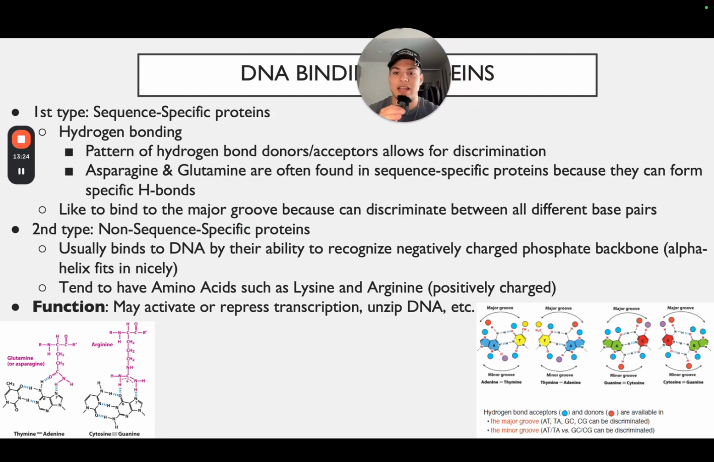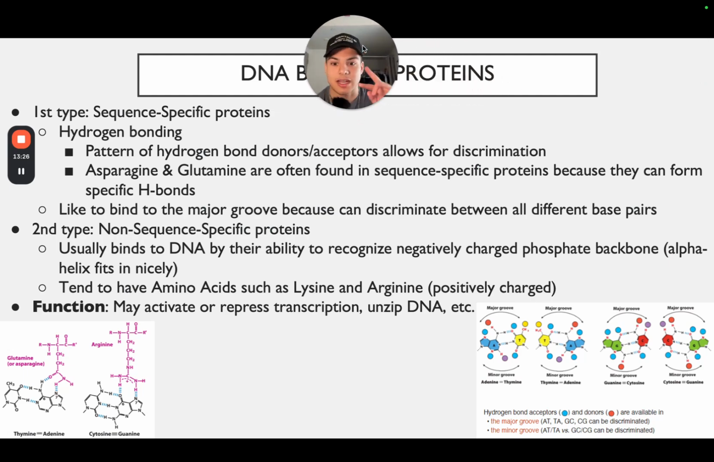So now moving on to DNA binding proteins. There are 2 types, right? There are sequence-specific proteins and there are non-sequence-specific. What I mean here is that the sequence-specific are going to bind onto the bases themselves, the A, the T, the G, the C, all that. Whereas the non-sequence-specific, those are going to bind onto the phosphate backbones.